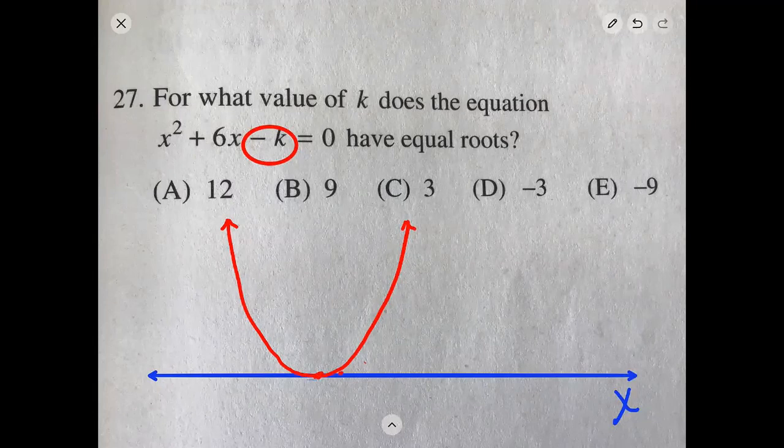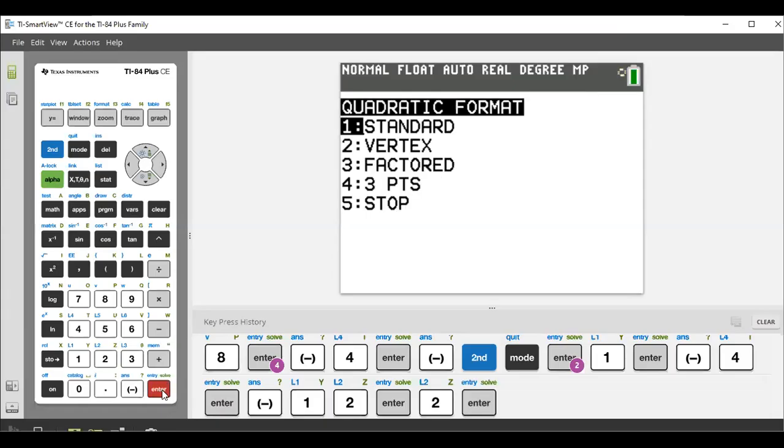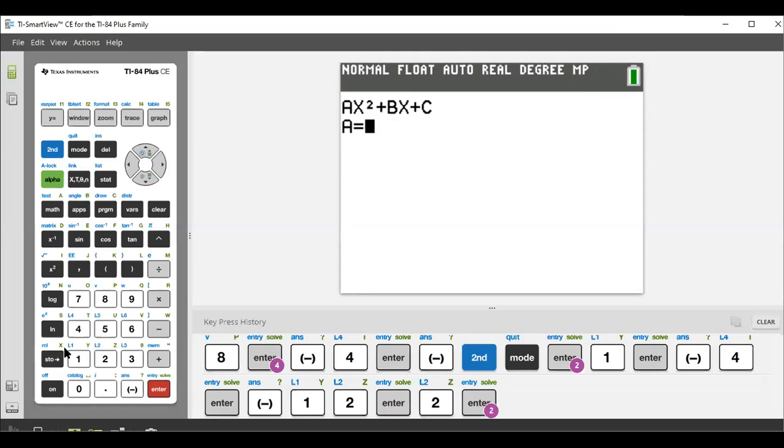Again, what we can do here is put this into the vertex form, and that'll tell us what we need to put in for k. So let's do that. I'm going to go to the calculator again, press enter, and I'm going to enter it in standard form. The A term is 1, the B term is +6, and we don't have a C term.